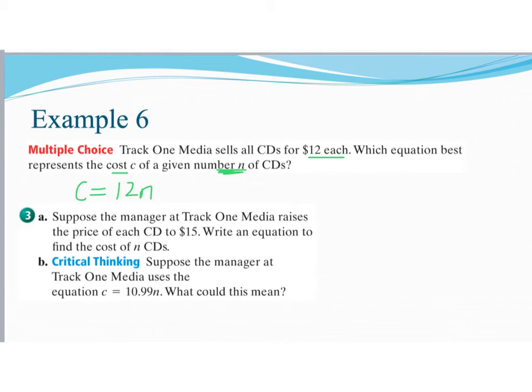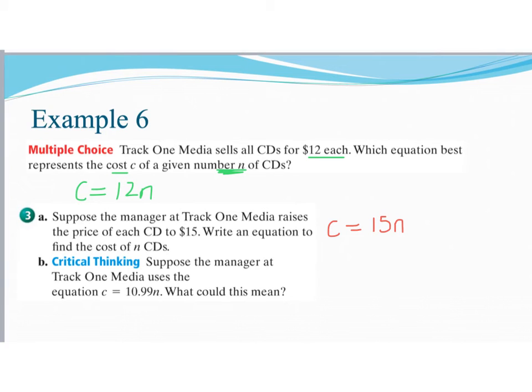So when we come down below for part A, it says, suppose the manager at Track One Media raises the price of each CD to $15. Now we have to write an equation to find the cost of N CDs. So again, our cost is equal to the individual cost of each CD multiplied by the number of CDs that are purchased.